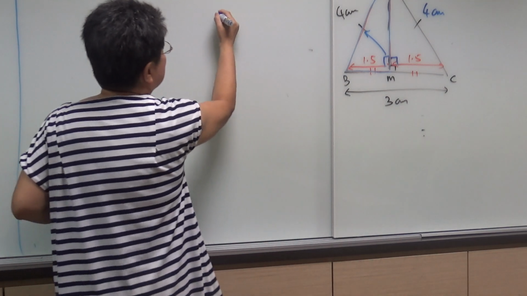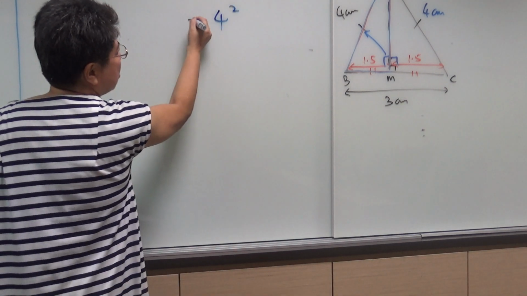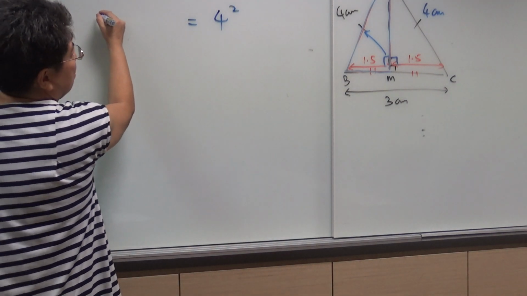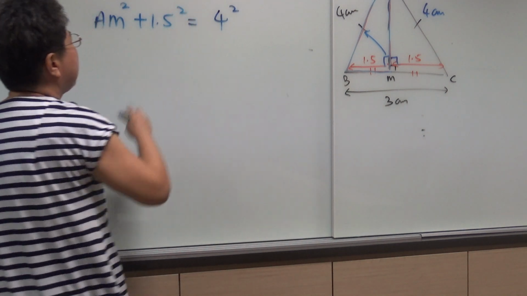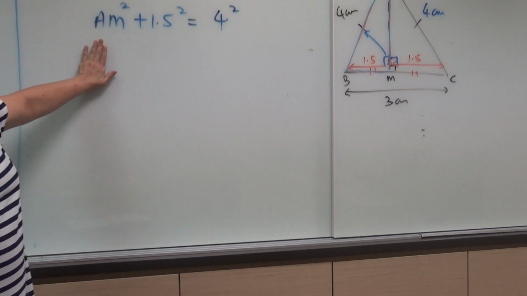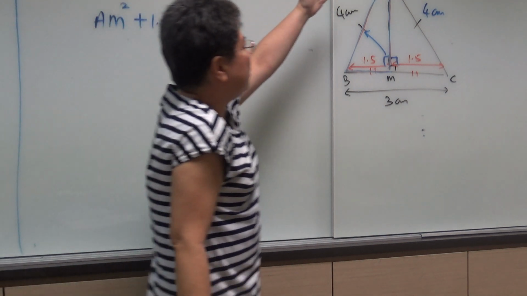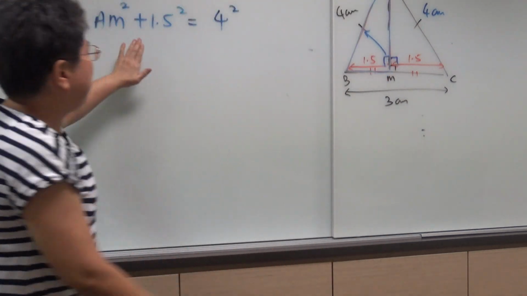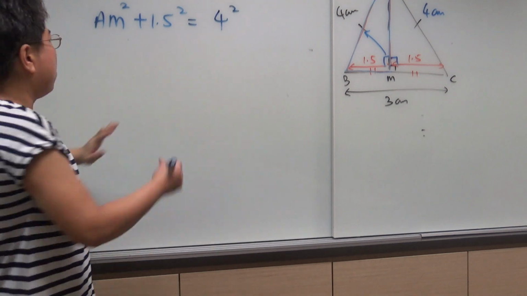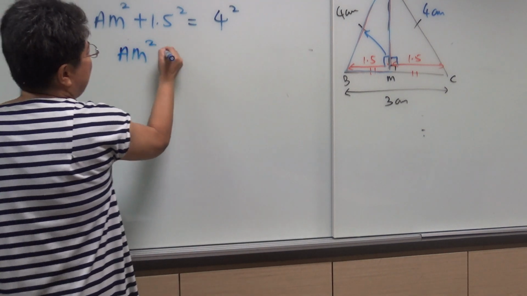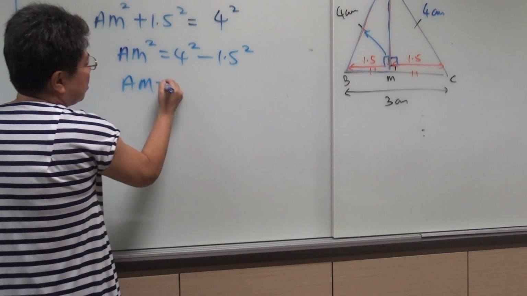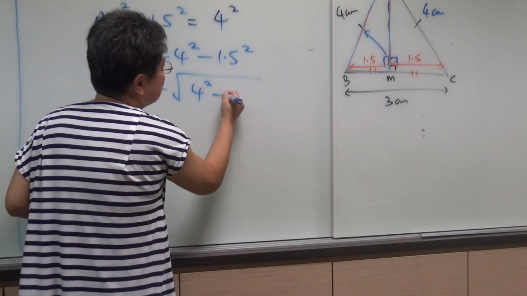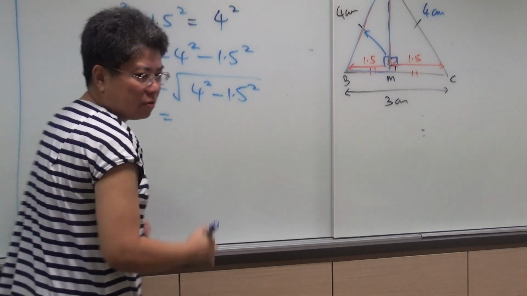Hypo is 4 cm. So hypo must be alone, equals to AM squared plus 1.5 squared. Now, it's okay to use this kind of presentation. The length AM squared plus 1.5 squared is 4 squared. Okay? So, AM squared will be 4 squared minus 1.5 squared. AM will be square root of 4 squared minus 1.5 squared.